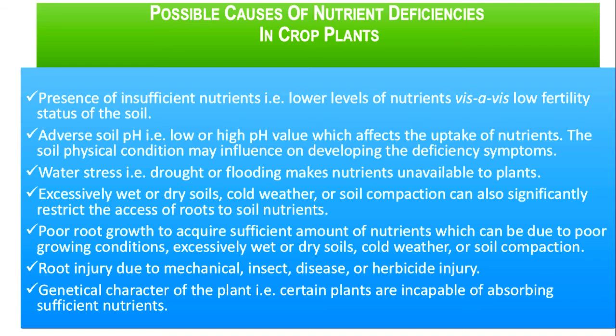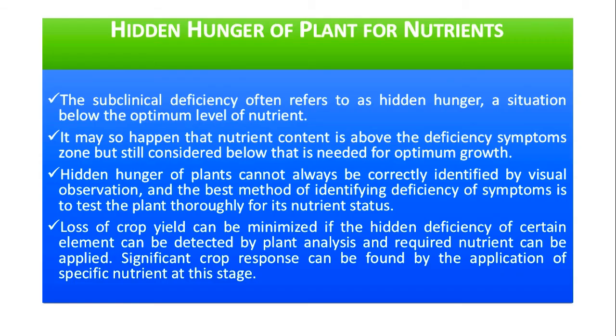Excessively wet or dry soil, cold weather, or soil compaction. Root injury due to mechanical, insect, disease or herbicidal injury. Genetic characters of the plant, that is, certain plants are incapable of absorbing sufficient nutrients. So nutrient deficiency is generally caused by all these factors.